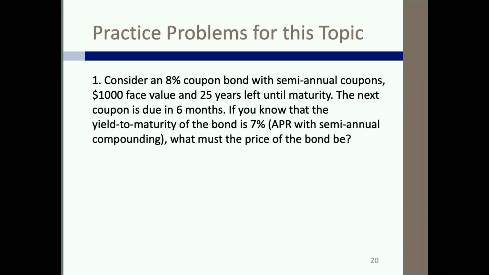Practice problem number 1. Consider an 8% coupon bond with semi-annual coupons, $1,000 face value, and 25 years left until maturity. The next coupon is due in 6 months. If you know that the yield to maturity of the bond is 7%, APR with semi-annual compounding, what must the price of the bond be?